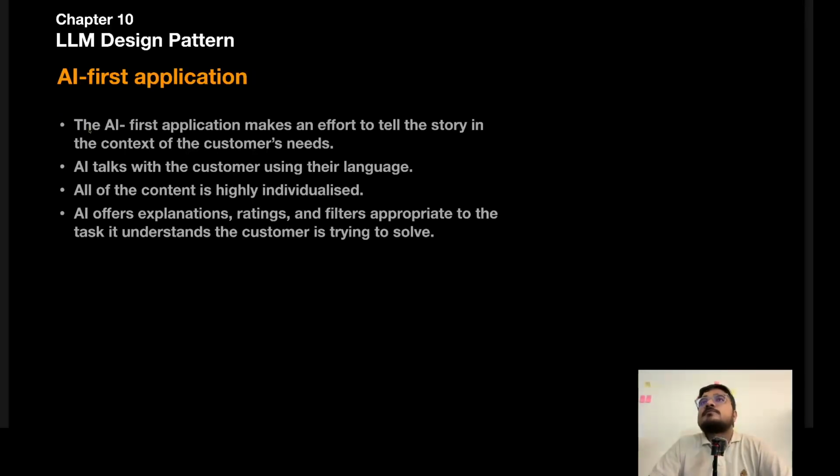And so the summary is, what is the summary? If you are going to build an AI first application, the AI first application makes an effort to tell a story in the context of customers' needs. So now everything is personalized. A customer actually wants something, and now you tell a story which will help him better understand the scenario of buying that thing. It's kind of a custom pitch to your customer, right?